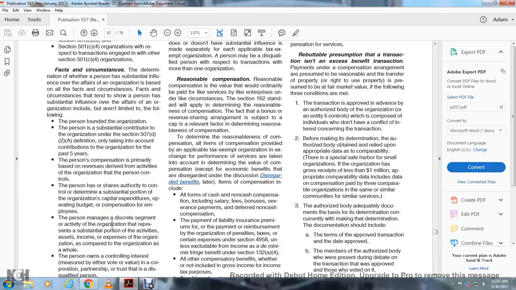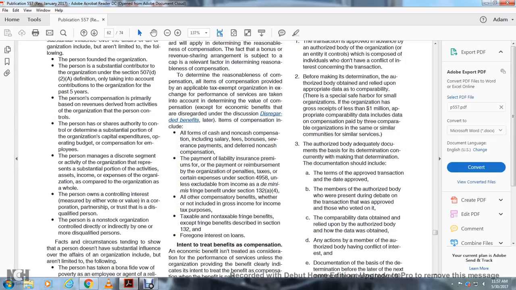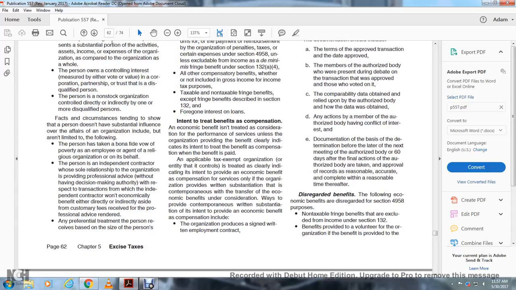Items of compensation include all forms of cash and non-cash compensation, including salary, fees, bonuses, severance payments, and deferred and non-cash compensation. They include payment of liability insurance premiums, payment or reimbursement of organization penalties, taxes, and certain expenses under Section 4958, unless excludable as a fringe benefit under Section 132. For all other compensatory benefits, whether or not included in gross income for income tax purposes, this includes taxable and non-taxable fringe benefits, except fringe benefits described in Section 132, and foregone interest on loans.